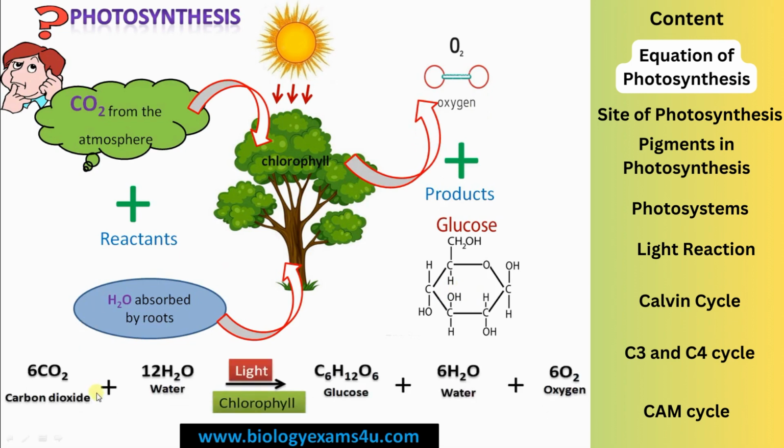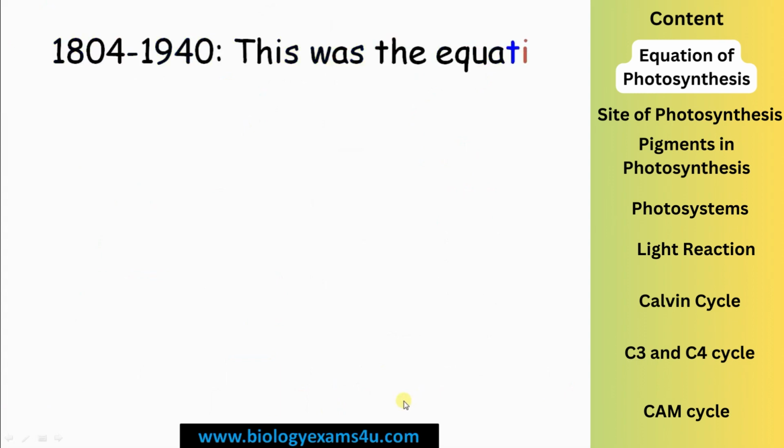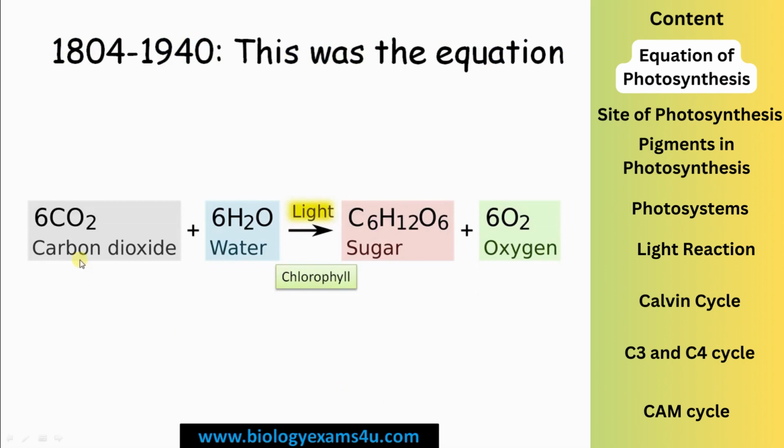So this is the overall equation of photosynthesis. 6 molecules of carbon dioxide plus 12 molecules of water, in the presence of sunlight and chlorophyll, give rise to glucose, water and oxygen. Let us see how we get this equation. Till 1940, this was the equation: 6 carbon dioxide plus 6 water molecules give rise to glucose plus oxygen.